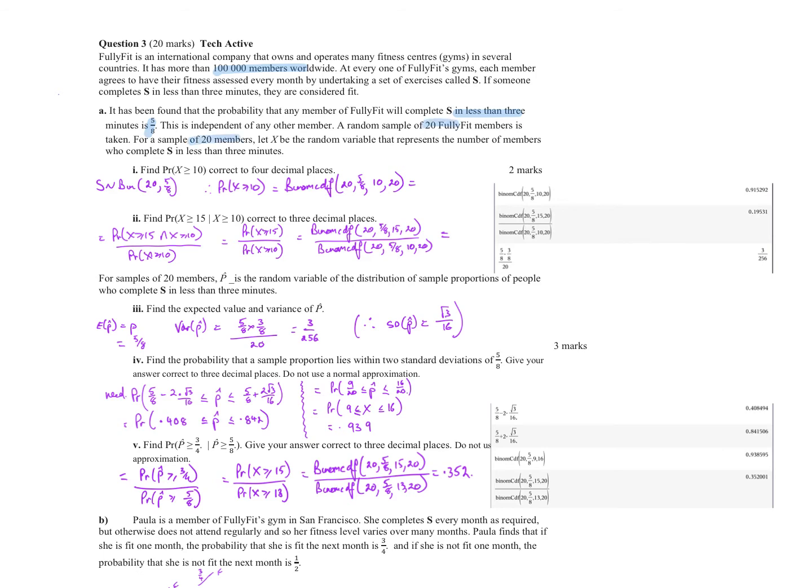For the sample of 20, let X be the random variable that represents the number of members. Okay, so since we have 20 trials and the probability doesn't change, we're looking at binomial, aren't we? So it's a binomial distribution. Probability that X is greater than or equal to 10.